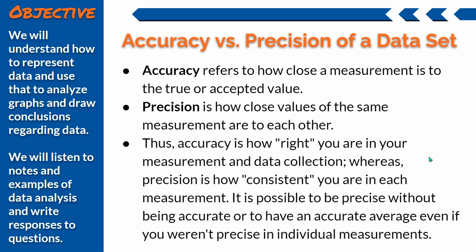Again, you can summarize this like I did here. Thus, accuracy is how right you are in your measurement and data collection, whereas precision is how consistent you are in each measurement. It is possible to be precise without being accurate, or to have an accurate average, even if you weren't precise in individual measurements. So you can end up with an accurate average from multiple trials, even if your measurements are all over the place. You might get lucky. Some of them are too high, some of them are too low. They kind of cancel out. You end up with an accurate average anyway.